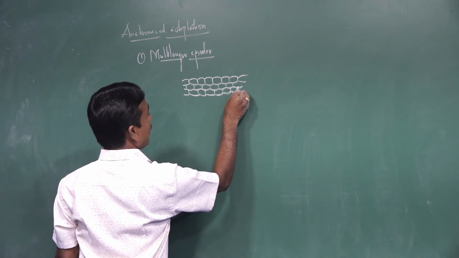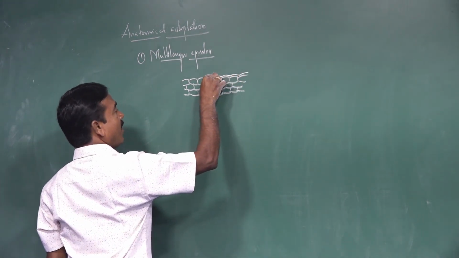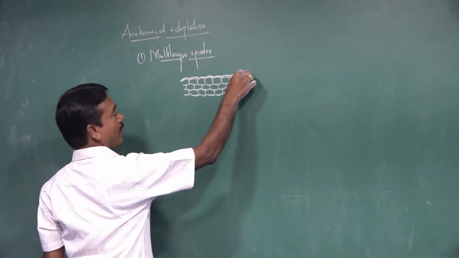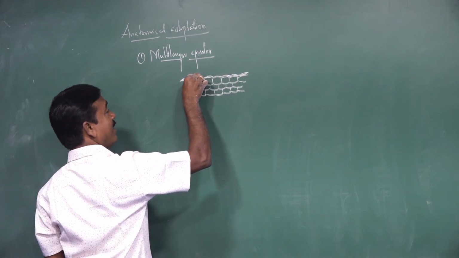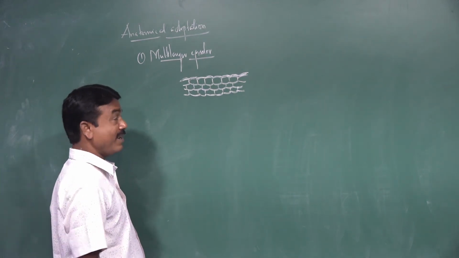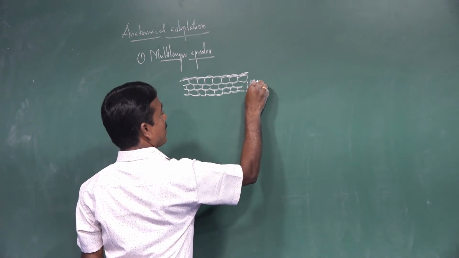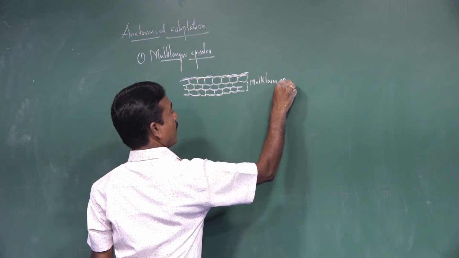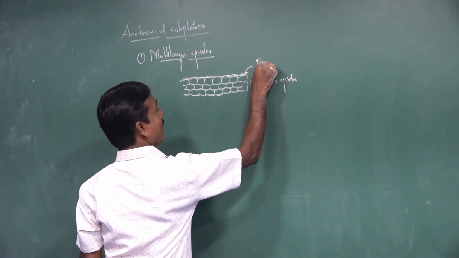So multi-layered epidermis with hard and thick cuticles are there. In general, a single layer is there, and that layer is responsible for preventing loss of transpiration. But here, there is a multi-layer epidermis, along with thick cuticles.